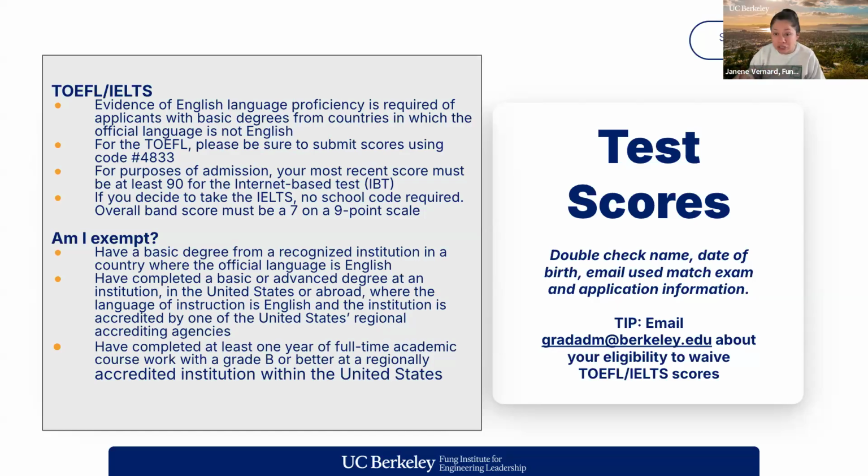So if you have any questions like that, please email gradadm at berkeley.edu, and they will let you know you will need this TOEFL. Be sure to submit the scores using the code 4833. For admissions purposes, your most recent score must be at least 90 for the internet-based test. And if you decide to take IELTS, no school code is required, but the overall band score must be 7 on a 9-point scale.